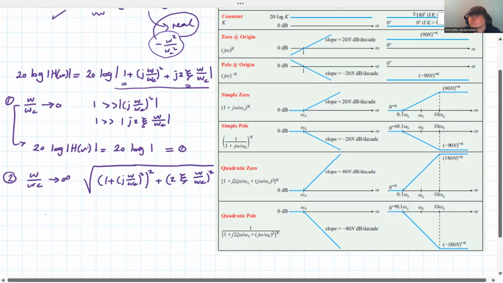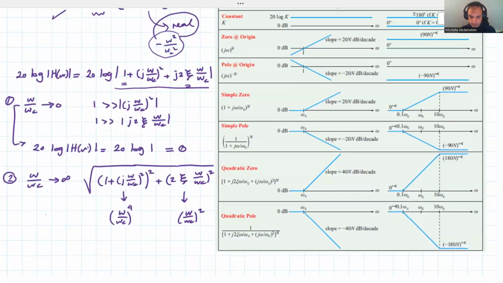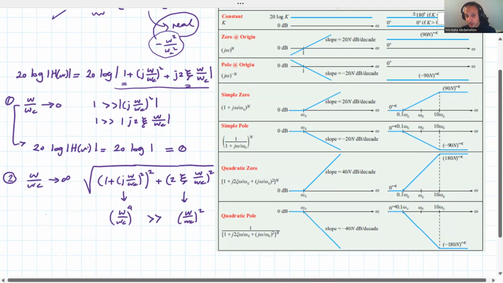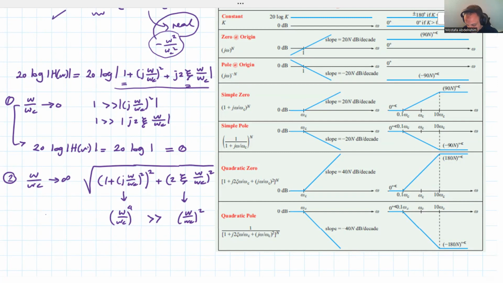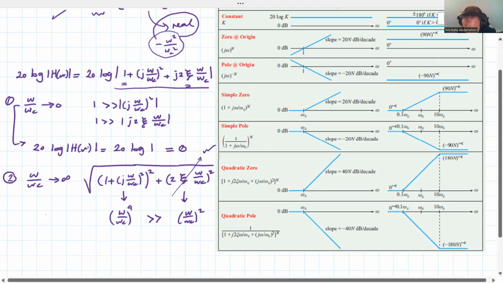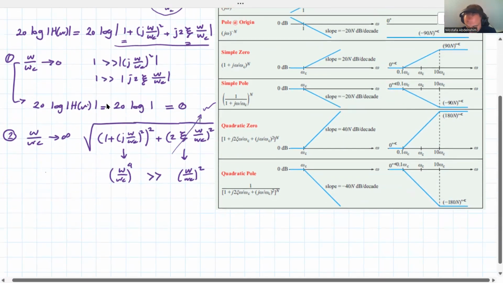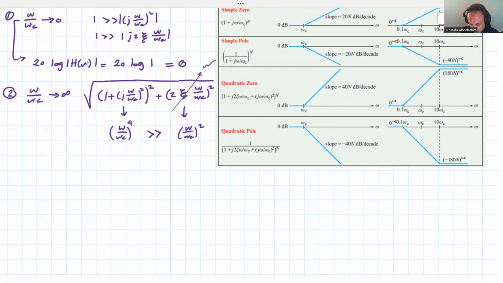So when omega over omega c tends to infinity, that term here is omega to the power of 4, or omega over omega c to the power of 4. And that term here will give you omega over omega c to the power of 2. So when omega over omega c tends to infinity, of course omega over omega c to the power of 4 will be much, much higher than omega over omega c to the power of 2. So that term is going to be neglected, or tends to be 0. So that will end up like that.